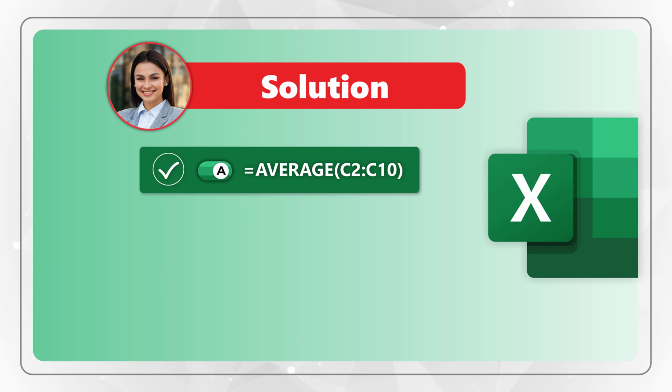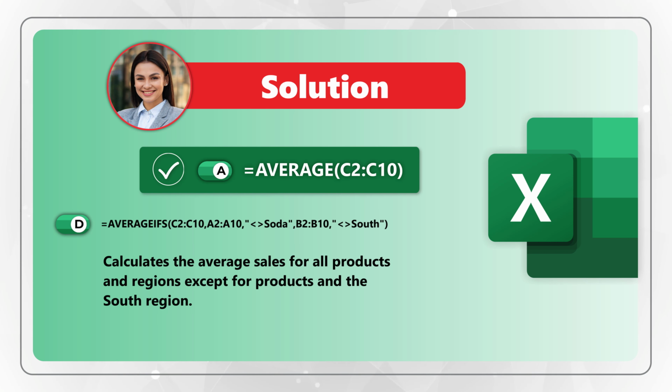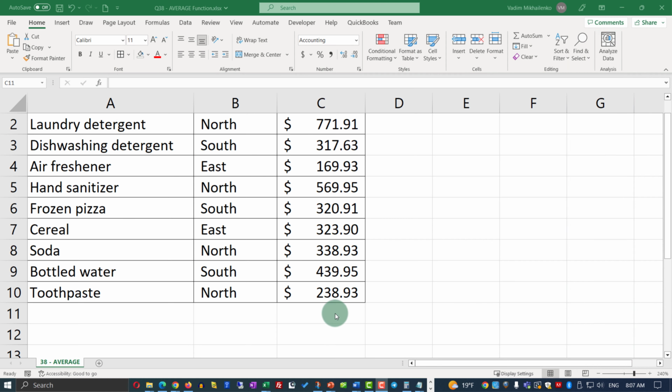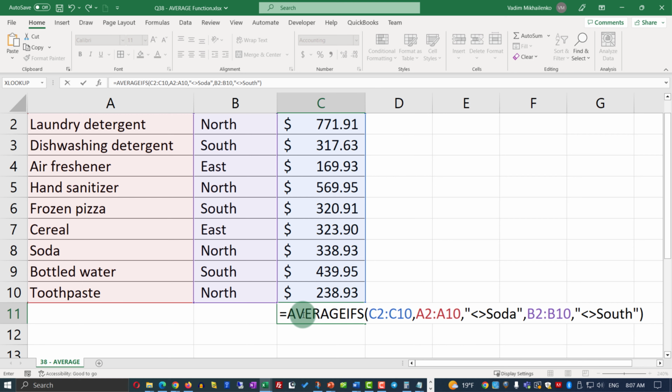sales. And the last choice, option D, AVERAGEIFS with all the parameters that we supply, calculates the average sales for all products and regions, except for the product Soda and except the values in the South region. This is a more specific calculation than the average of all sales and does not represent the right answer.